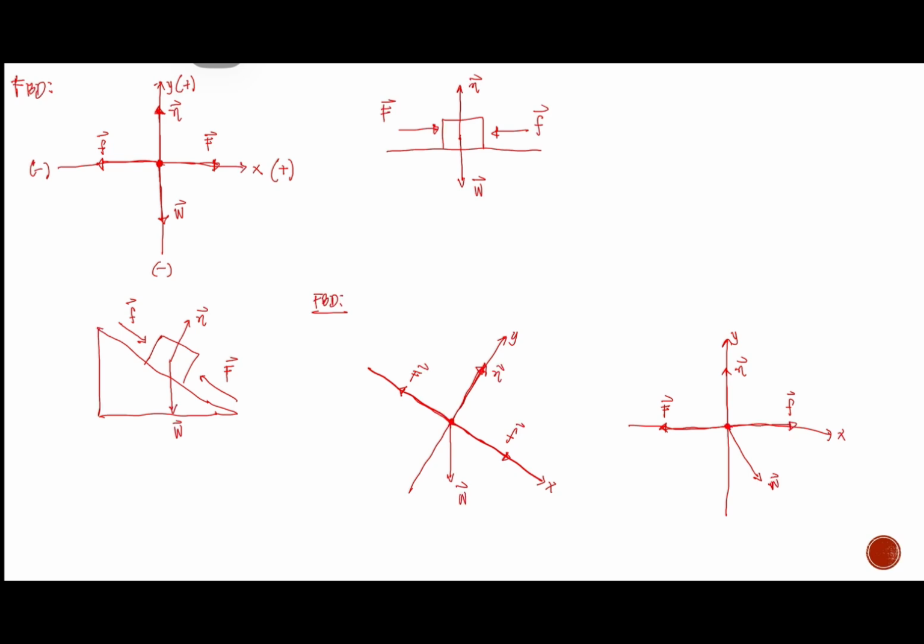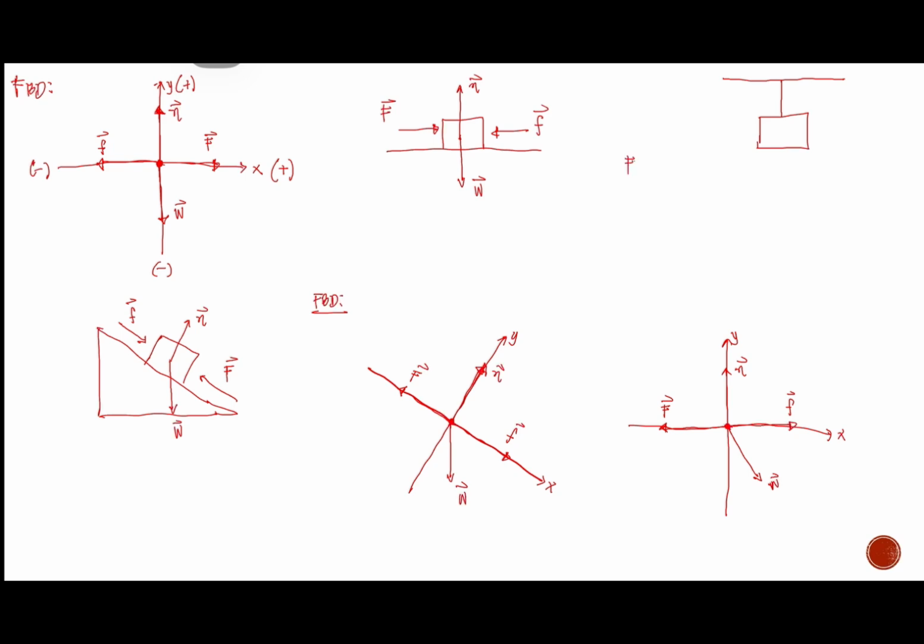Okay, now how about if we have this one? Like we have our ceiling. Let's say this is our ceiling, and then attached to the ceiling is a rope with our object attached, or let's say our box. So, what is the free body diagram for that?